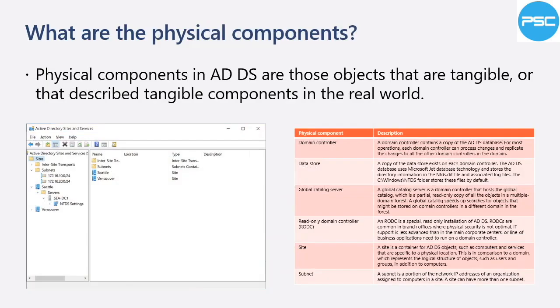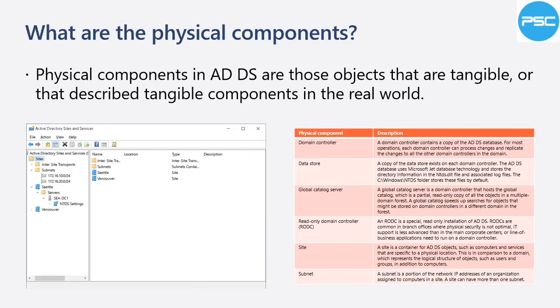Physical components in ADDS are those objects that are tangible or that describe tangible components in the real world. Some of the physical components of ADDS include domain controllers. A domain controller contains a copy of the ADDS database. For most operations, each domain controller can process changes and replicate the changes to all the other domain controllers in the domain. Data store. A copy of the data store exists on each domain controller.